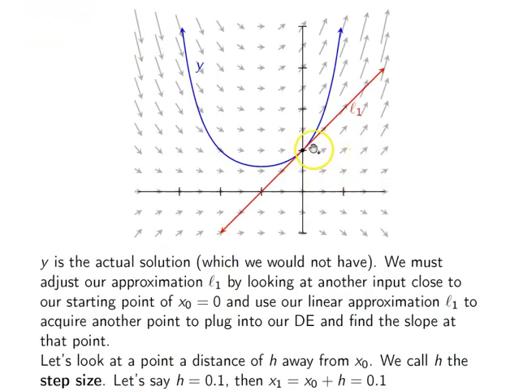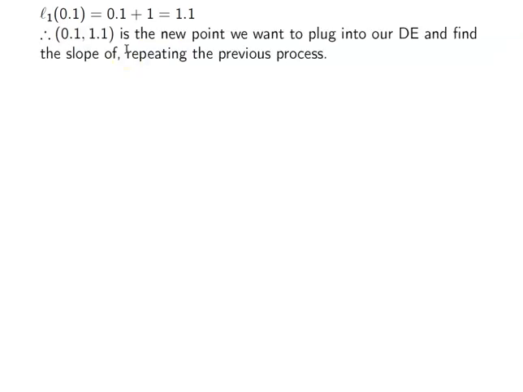So I plug in 0.1 into my line, I get an output, so now I have a point, right? If I plug 0.1 into my line, I get out 1.1, and so the point (0.1, 1.1) is a point on the tangent line, okay? This new point is on my tangent line, so I want to see what happens here in regard to my differential equation, right?